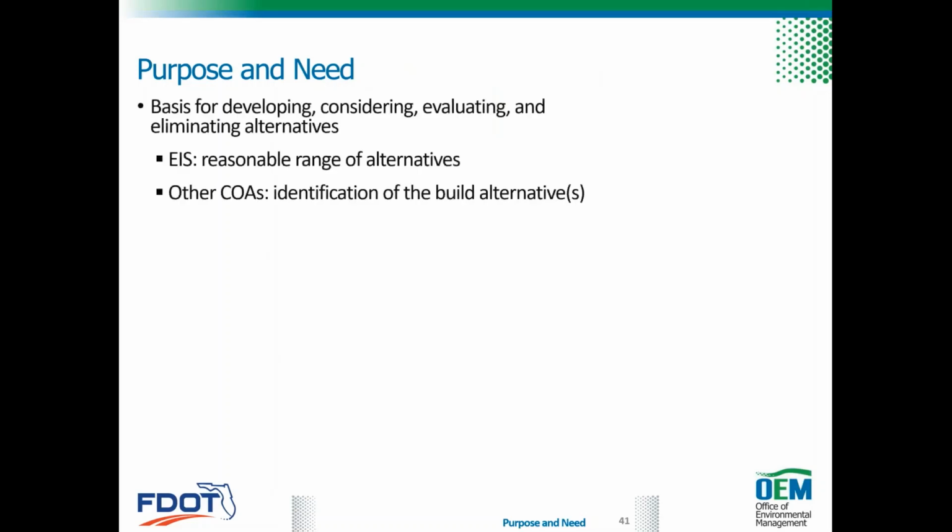So the purpose and need for a project is the basis for the development of the range of reasonable alternatives required in an EIS, or environmental impact statement, or the identification of build alternatives for other class of actions. Moreover, the purpose and need for the project assists the lead federal agency in evaluating project alternatives and selecting the preferred alternative. And for this, I suggest you look at part 2, chapter 3 of the PD&E manual, titled the engineering analysis.